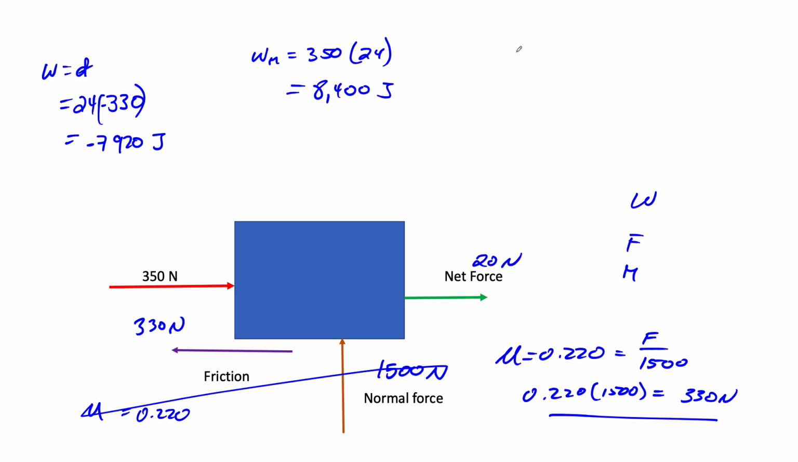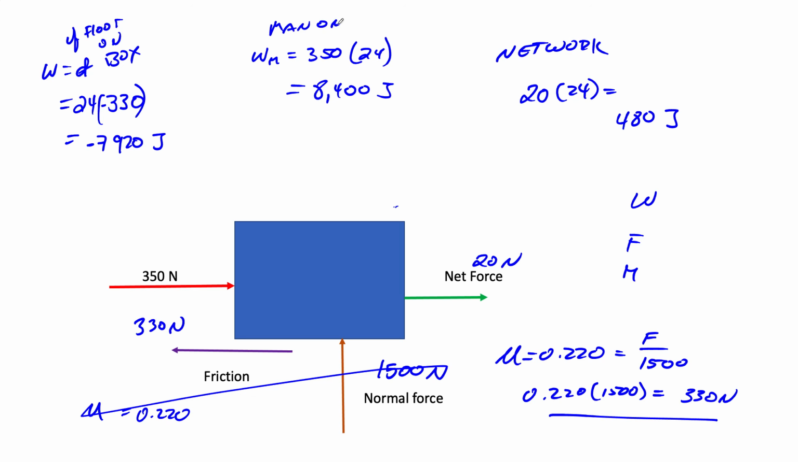Now the net work, which is the box going this way, that the box sees, is going to be 20 times 24 in the positive direction, which is 480 joules. And that's going to be the same as 8,400 minus 7,920. That's how everything works out. So this is what we're looking at. This is how you do this problem. A little bit messy, but you get the idea. This is the work of floor on box. This is the man on box. And the net work, which is the sum of all this. If you have any questions, let me know. Thank you, guys.